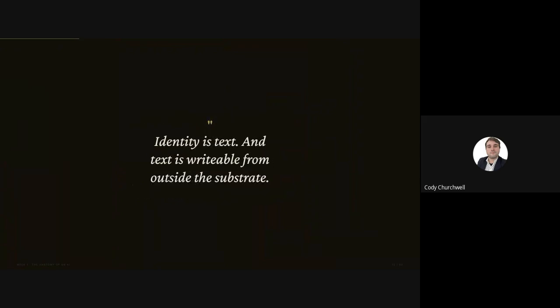So I want this to be one of the most important things to be remembered from this lecture: identity is text, and text is writable from outside the substrate. And we actually see something similar to this in the Sefer Yetzirah, or the Book of Formation, which comes from the 3rd through the 6th century of the Common Era. This isn't a new idea.